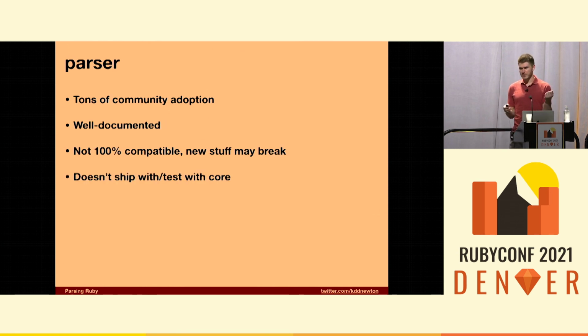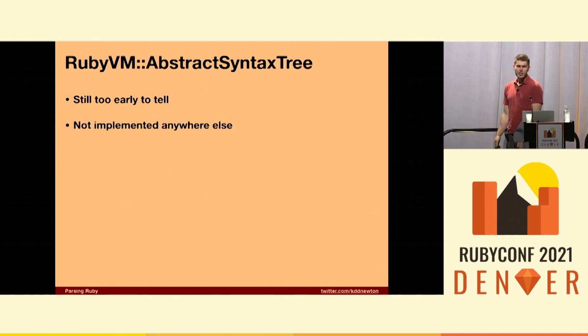The Parser gem has tons of community adoption. It backs RuboCop. It backs Standard, which is a wrapper around RuboCop. It's very well documented. Not 100% compatible necessarily. New stuff may break. Every time new syntax comes out, they have to play catch up. It's just part of the name of the game. It doesn't ship with or test with core. So, I mean, that's just what it is.